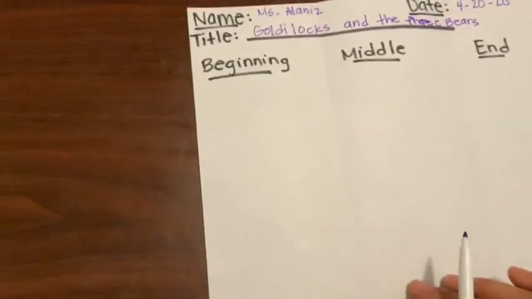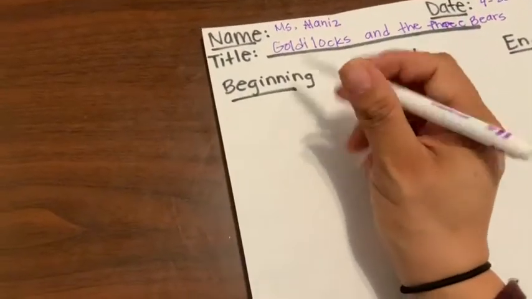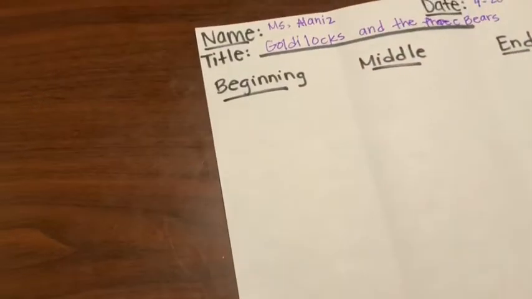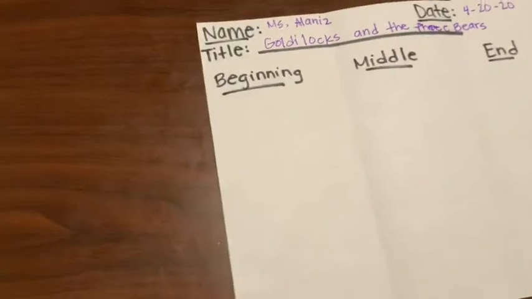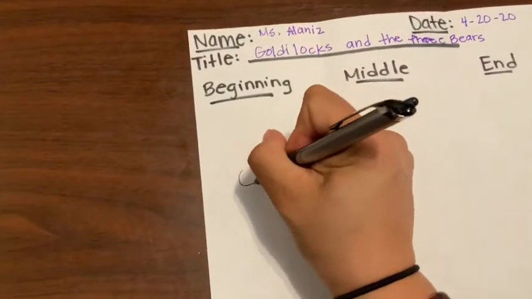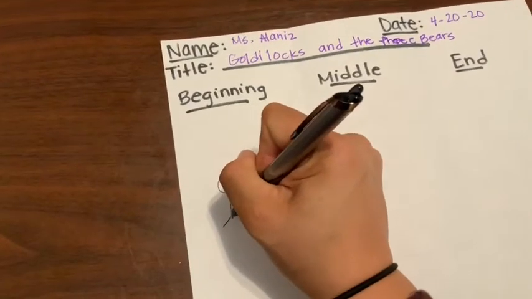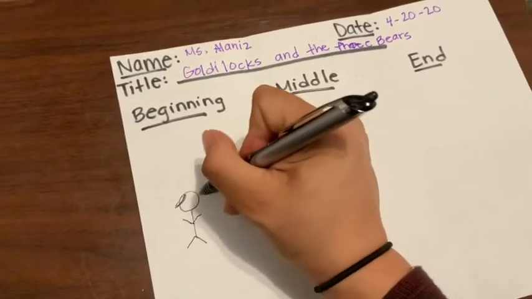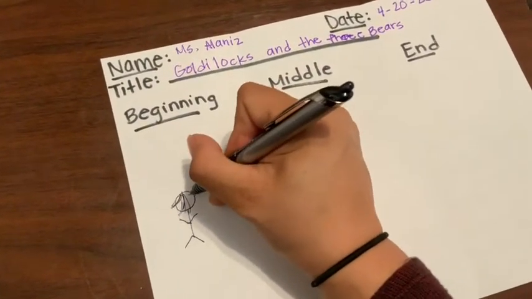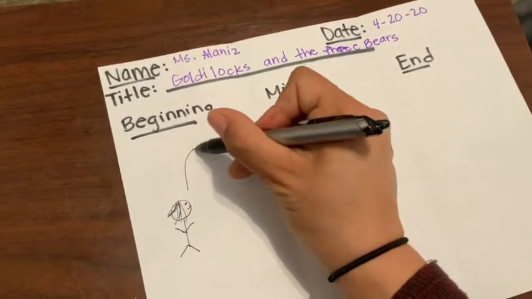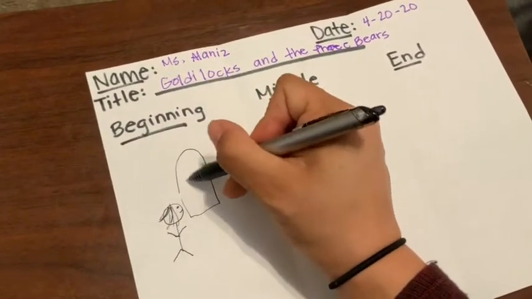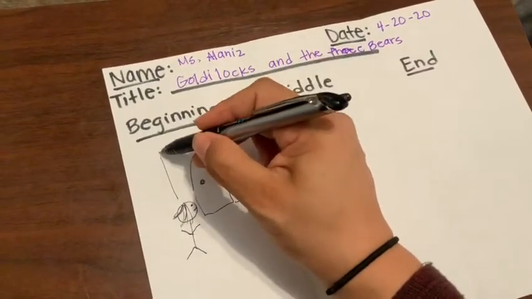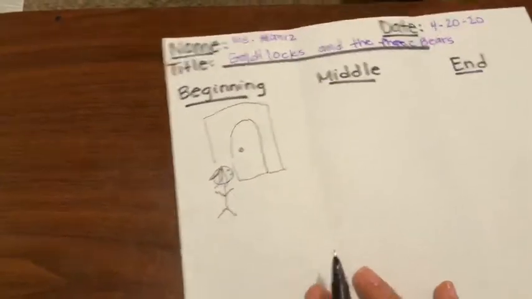So at the beginning of the book, I would say Goldilocks, and you can write or you can draw, whatever's best for you. So what I remember happening in the book is that Goldilocks arrived at the bear's house, and she kind of invited herself in, right? So there's Goldilocks. That's my version of Goldilocks. So she gets to the bear's house, and she walks into their house without being invited, right? So that's what happened in the beginning.